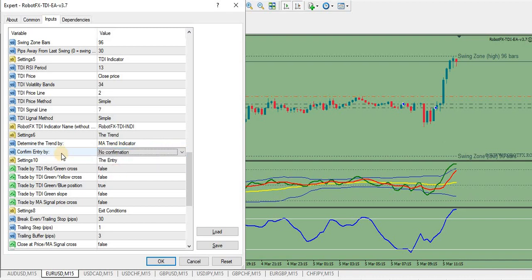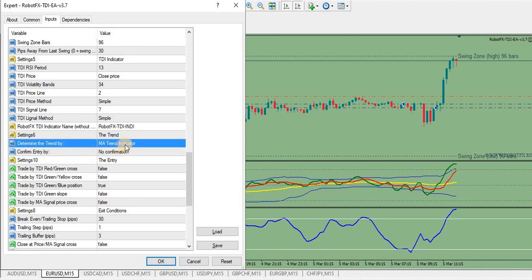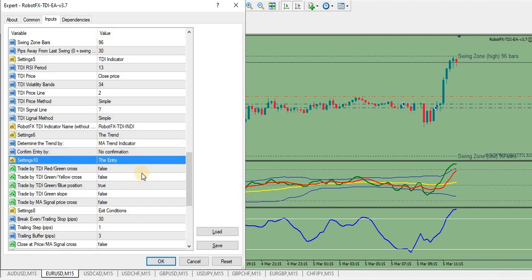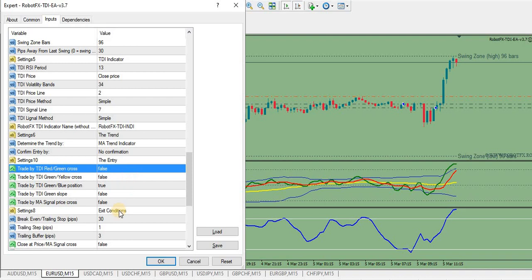Now, you can also not use a confirmation entry. That means that if you are not using a confirmation entry, the expert advisor only considers the trend with these settings. Only the trend: buy above the moving average, sell below the moving average, no confirmation, and we go straight to the entry. When does the expert advisor enter a trade? When does it exit a trade?